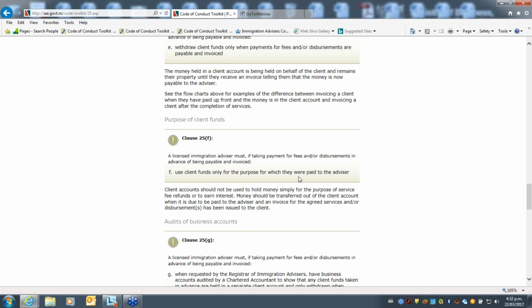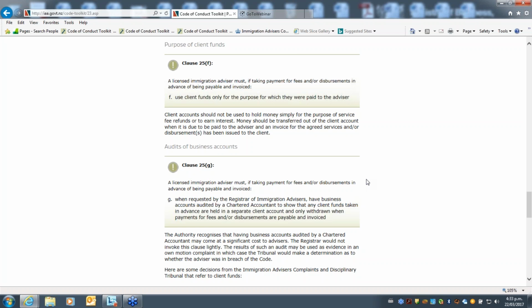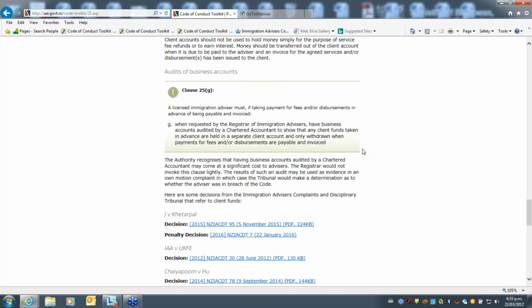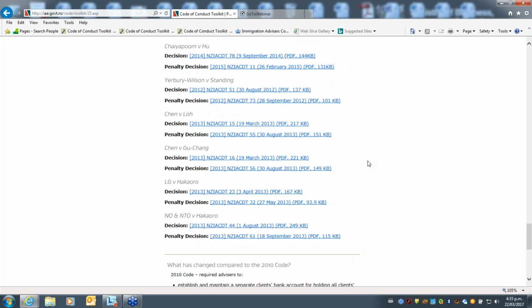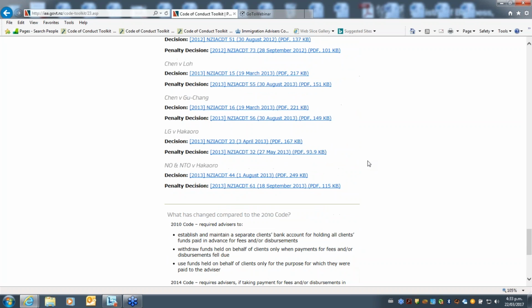So some of you may be aware, if you've been through an inspection, that we do look at your client fund account. We do look at the ledger for the last 3 months, and from time to time we do see withdrawals at the petrol station or the supermarket or something like that. That is not okay. You need to use client funds only for the purpose for which they were paid to you, and they can only be taken out once they are due to you. We do have an ability in there to audit accounts if we think that might be necessary, and there are a number of decisions relating to client funds.